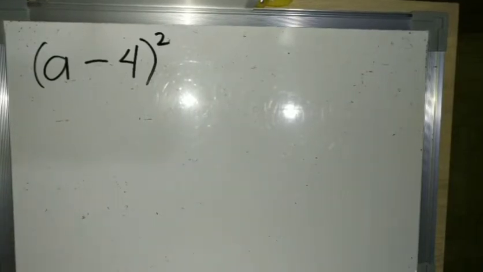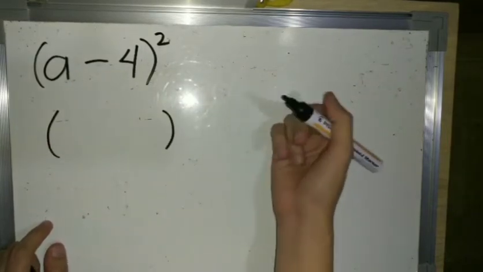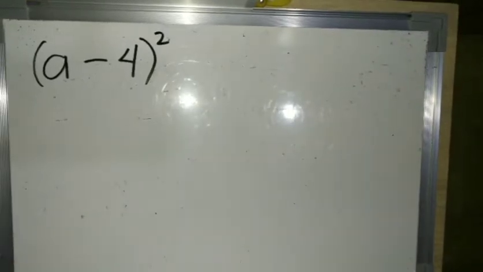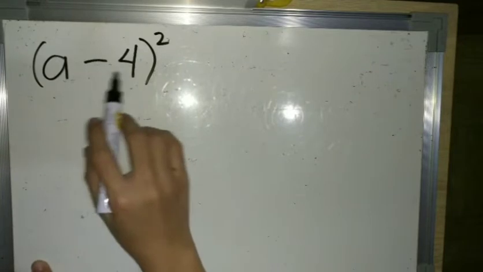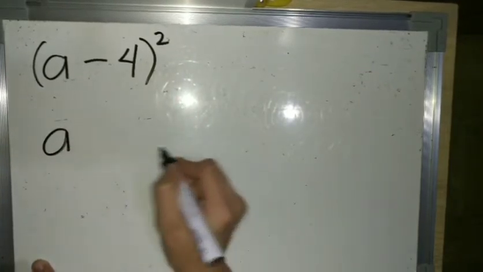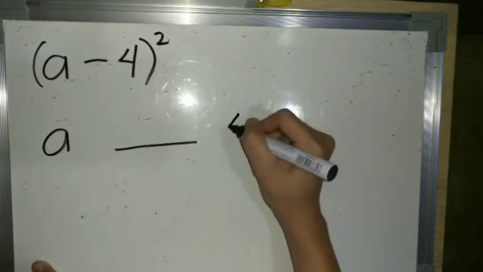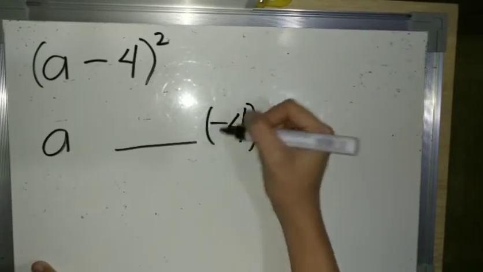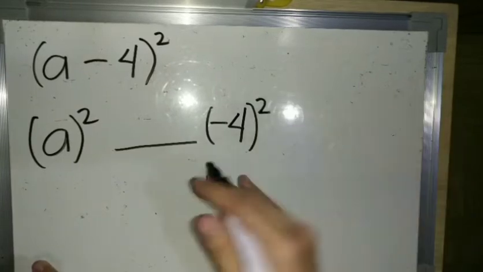So, the first thing to do with this one is copy this 2. So here is one A, and then in the middle, leave it blank first, and then 4, get that 4 with the sign. And then both of them get a square. That is our pattern.